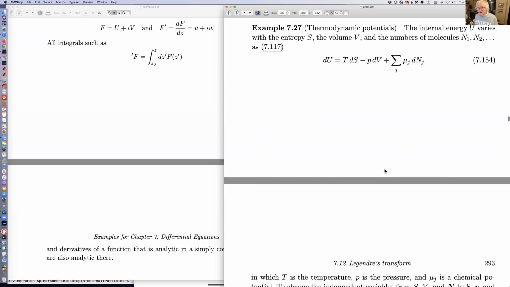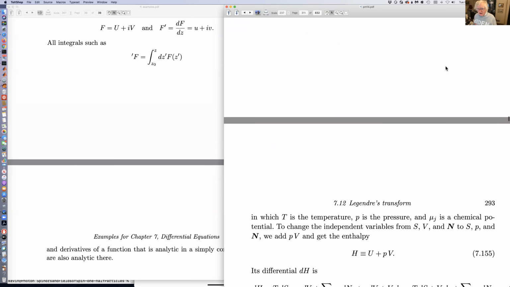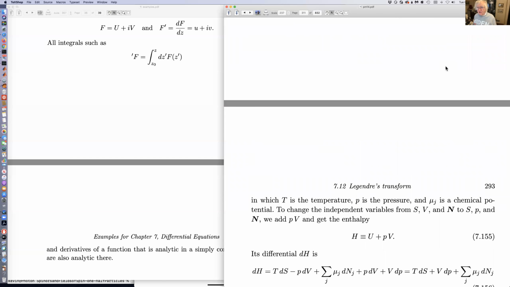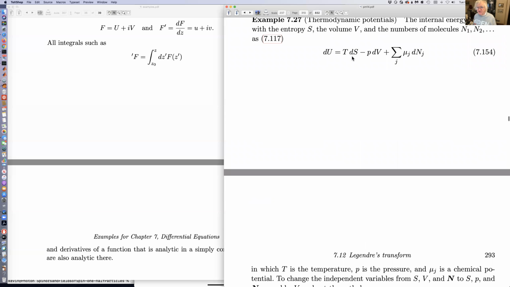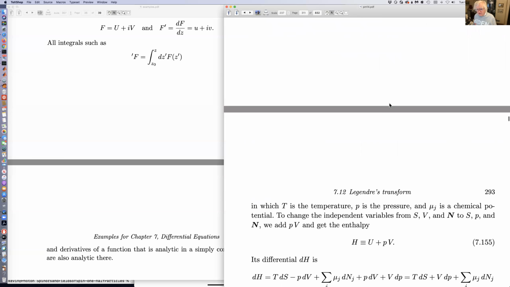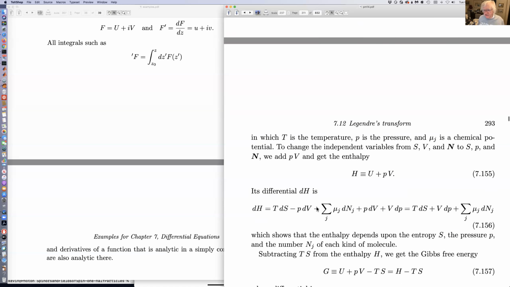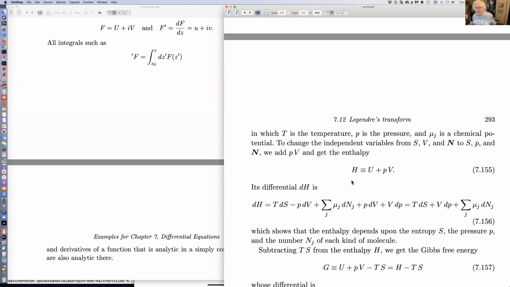Some thermodynamic examples: the internal energy varies with the entropy, volume, and numbers of particles like this. And so then it's a function of S, V, and N, but we can change the independent variables. For example, we get to the enthalpy by adding PV to U, then dH involves S, P, and N. So it's a function of S, P, and N.